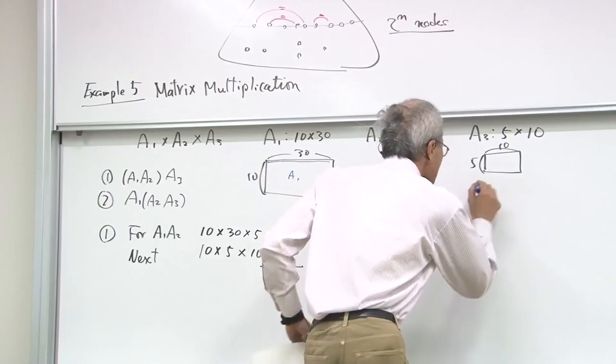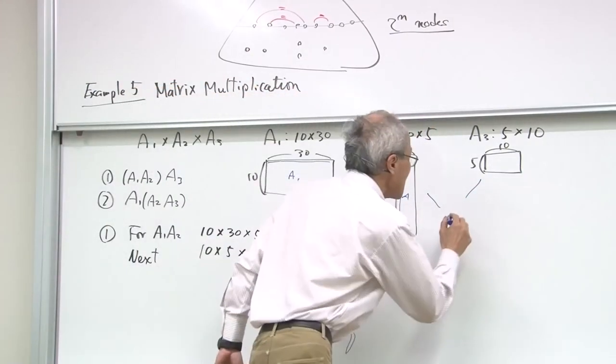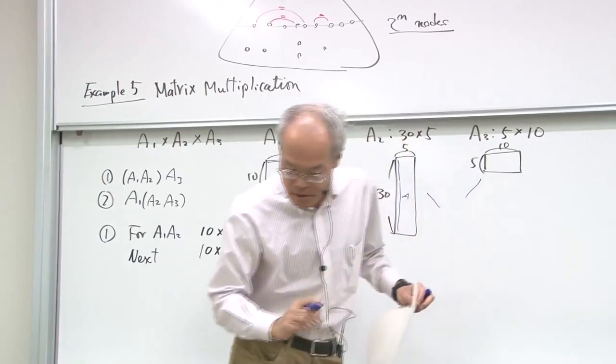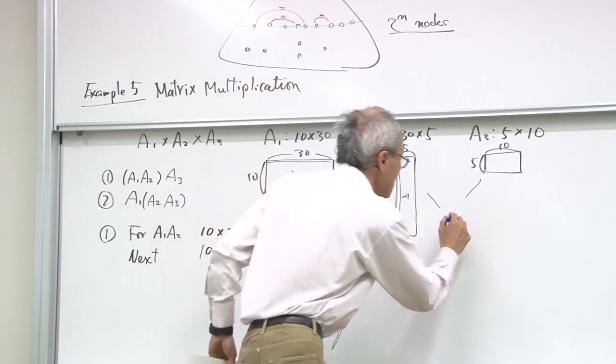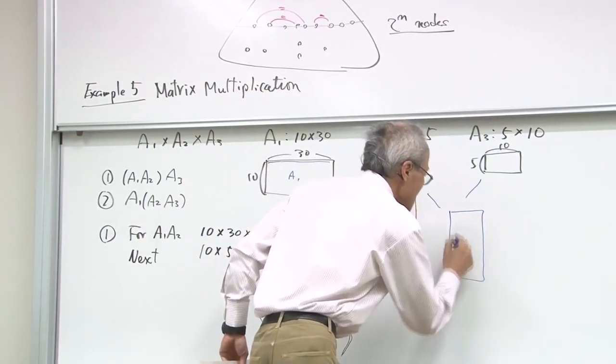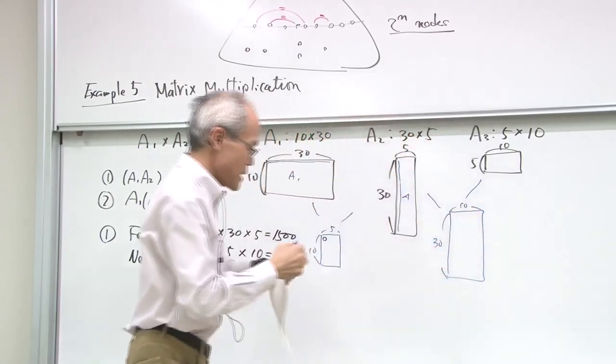So if we multiply those two matrices, then we get 30 by 10. We get a pretty big matrix.